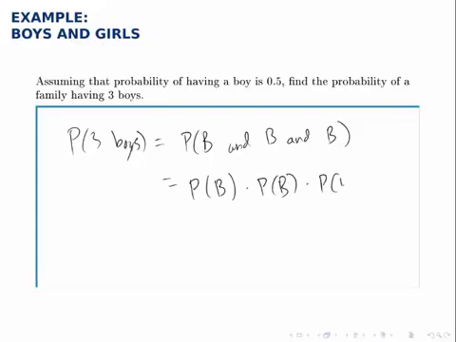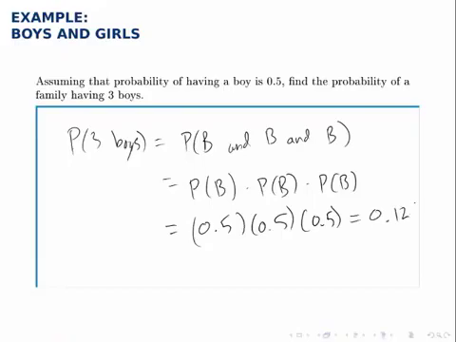And since the probability of having a boy each time is 0.5, we can multiply together 0.5 3 times. And what we get when we do that is 0.125. So about a 12% chance that this family will have 3 boys all in a row.